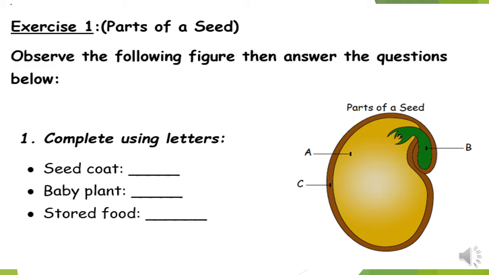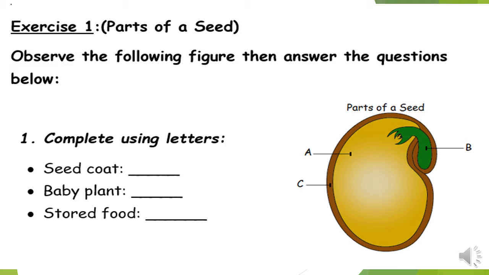Part 1. Complete using letters. Which part is seed coat? Which one is baby plant? And which one is the stored food? I have to answer using letters. And what are these letters? As we see on the figure, we have letter A, letter B, and letter C.